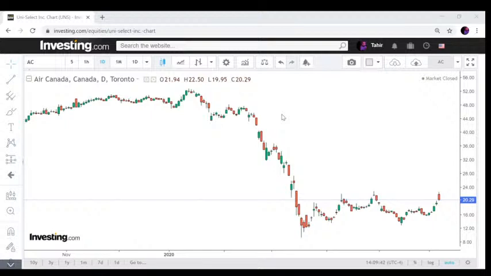So let's begin with our MACD first, and then I will touch upon the candlestick, how to read a single candlestick, but the candlestick pattern will be our next topic.